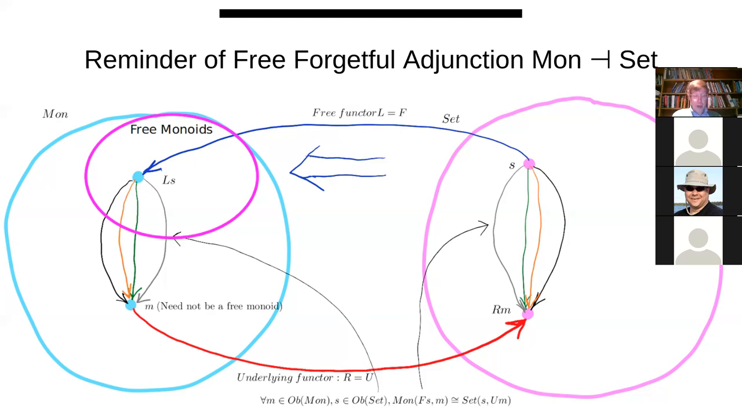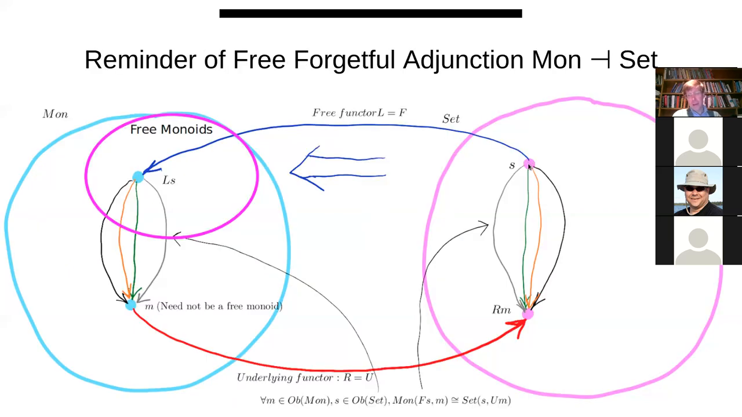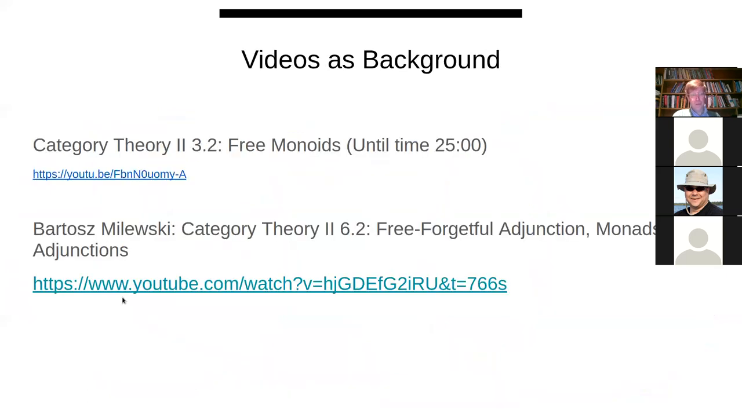So this is going to be our free-forgetful adjunction. And I'm going to be spending some time building intuition about why it is that there's this isomorphism. It's actually quite beautiful when you come to see it. It makes sense, but it seems outlandish at first because Set is a category with very little structure, and monoids have a lot of structure to them. Only certain operations between them are legit, these homomorphisms.